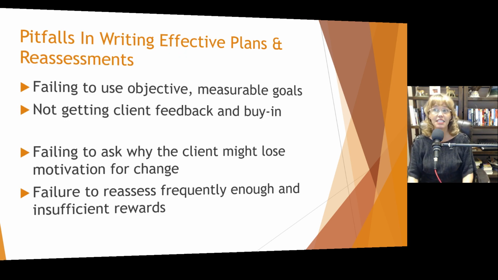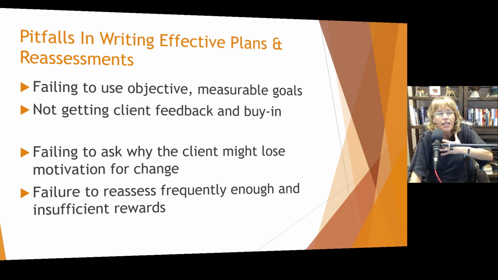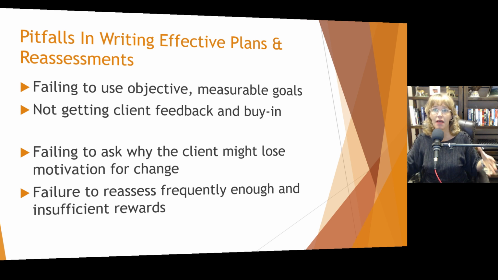Pitfalls in writing effective treatment plans and doing these integrated summaries and reassessments. The first one is failing to use objective, measurable goals. As evidenced by, we want to be able to answer the question, how will I know when this person has met their goal? The person needs to be able to answer the question, how will I know when I've met this goal, when I am not depressed anymore? What's that going to look like? And generally it looks like an improvement in one or more symptoms.